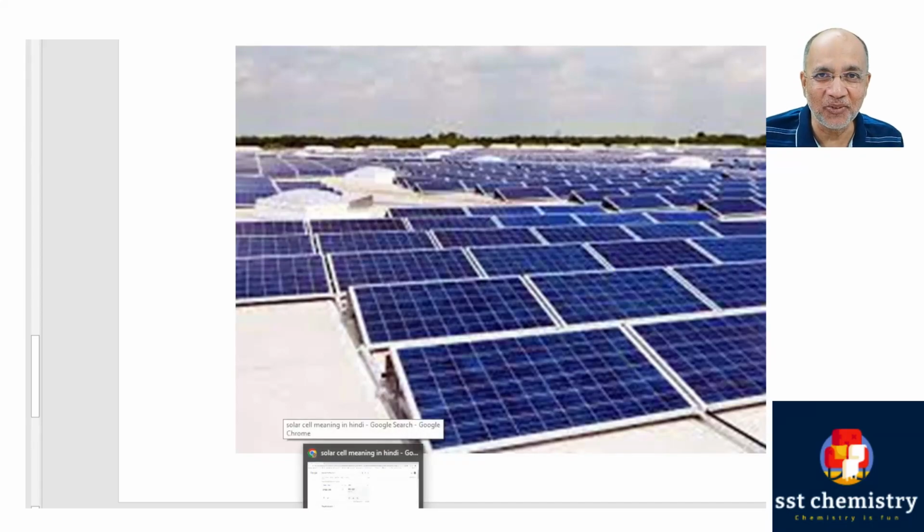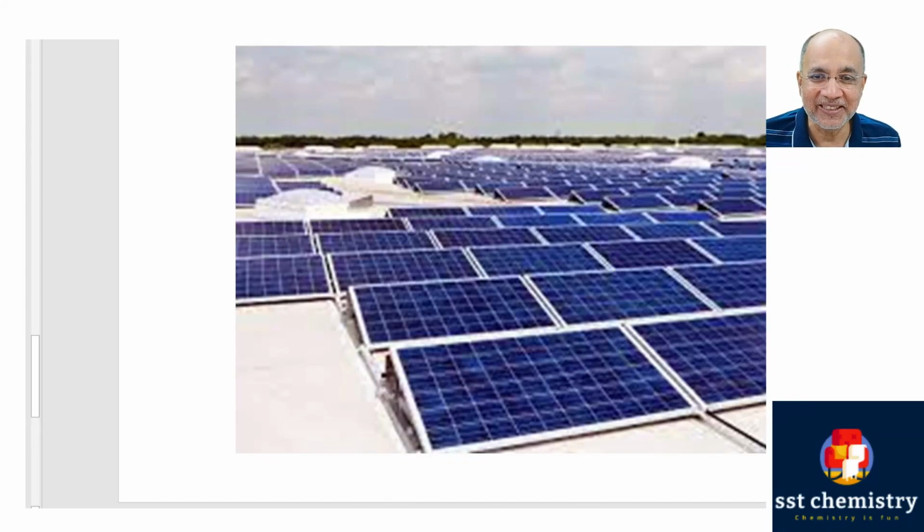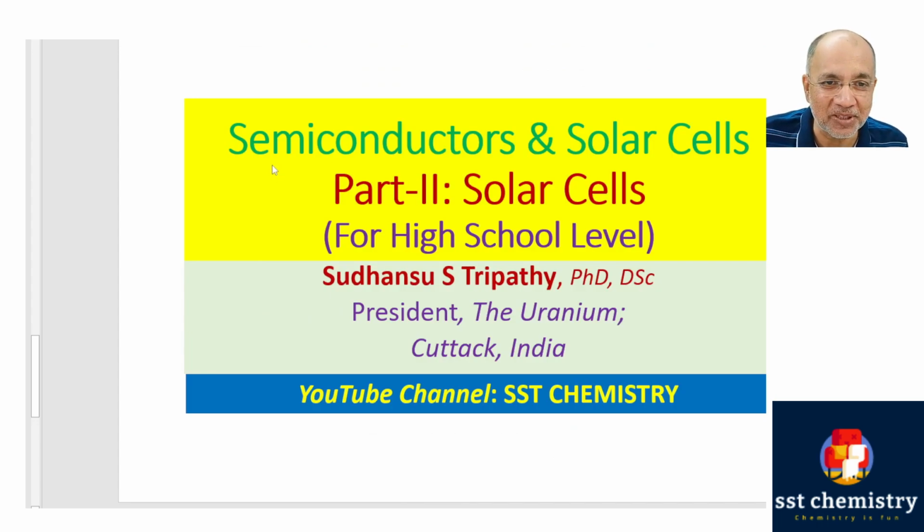Hello, and once again, welcome to the second part of this chapter, Semiconductors and Solar Cells, which is produced for school level students, high school level students, 9, 10, 11. If you have not watched the first part, in which we discussed the basic principles behind semiconductors, N-type and P-type semiconductors, please do so before proceeding with this part, which is on solar cells.